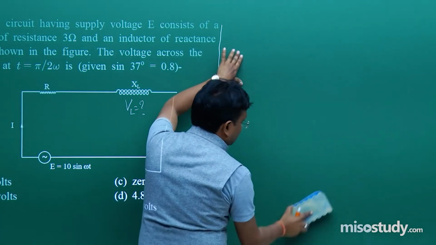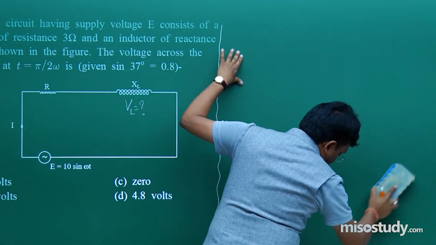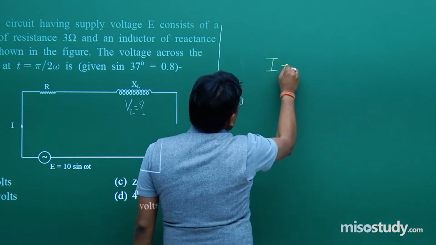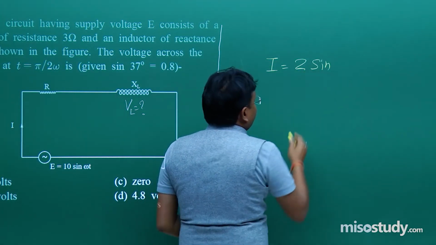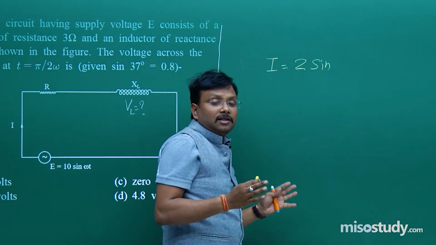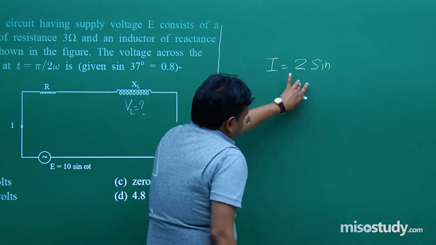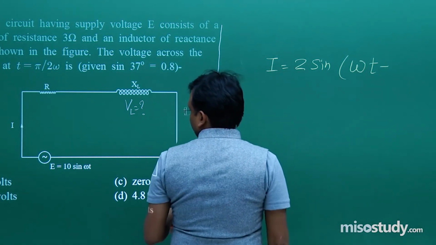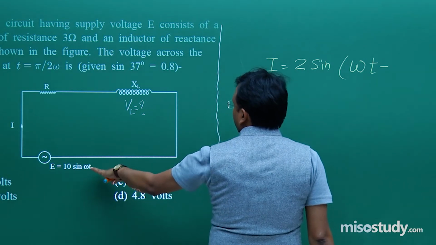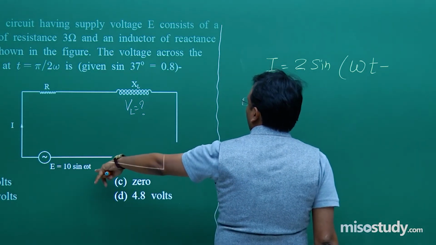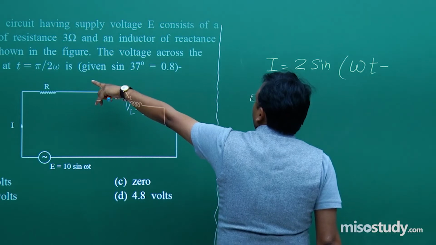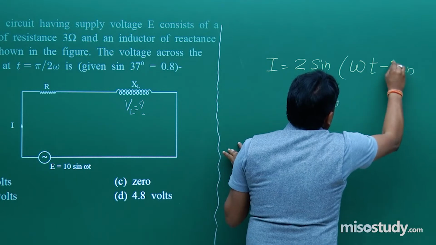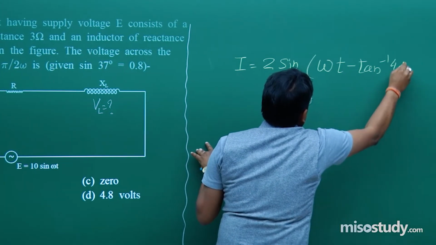Initially I thought I would suggest you all to please try, but let me explain. I is equal to 2 sine, because we are trying to write the equation in sinusoidal form. So, I is equal to 2 sine omega t minus phi. We have to introduce that term in terms of phase difference, that is given as pi upon 2 omega. So when you put the value, you will get tan inverse 4 by 3.